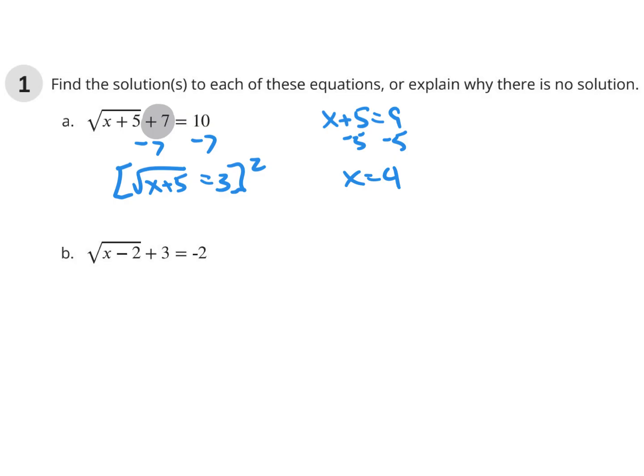Looking at the next one. Subtract 3 from both sides. The square root of x minus 2 equals negative 5. A square root cannot be equal to a negative. There's no real solution.